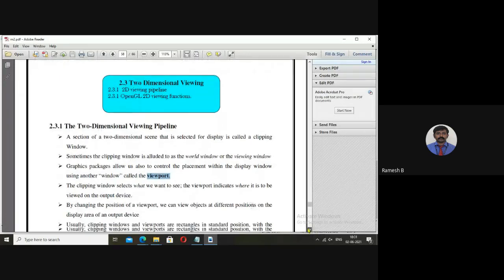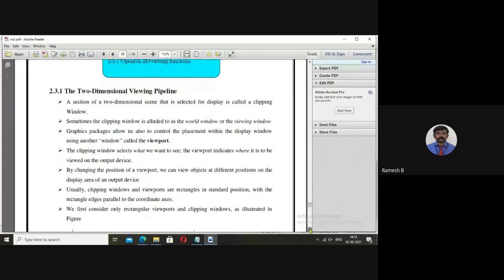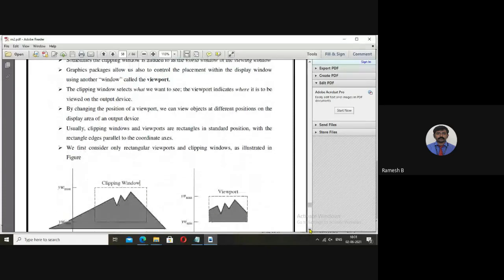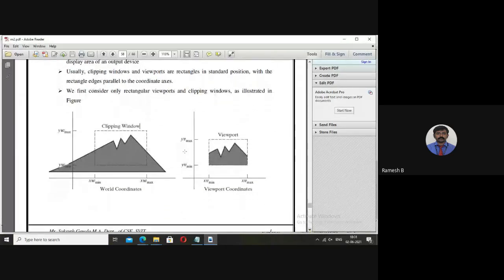Now see in this diagram, there is an object which looks like a mountain. We want to clip only the top part, the pinnacle. We are clipping that and moving it. Whatever we are clipping is known as the viewport. Only that is displayed. The other parts will be neglected.